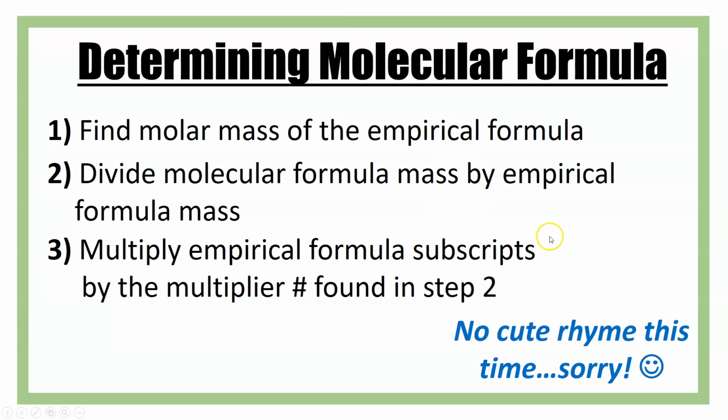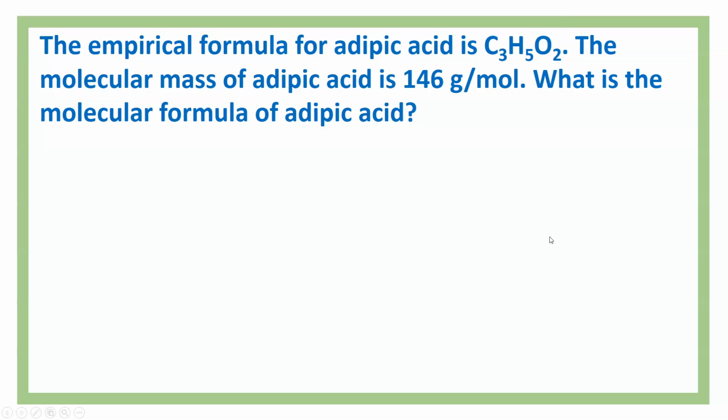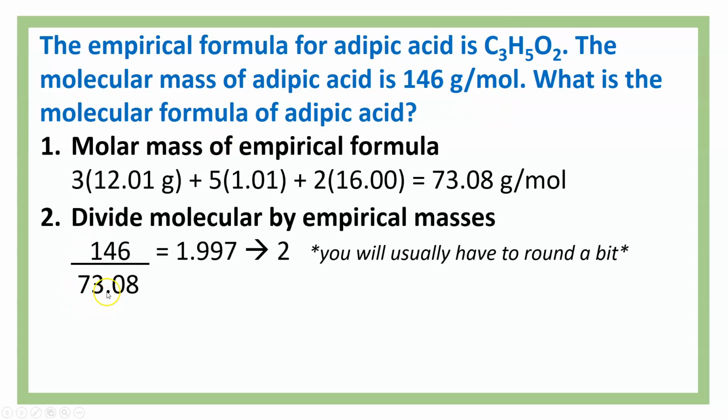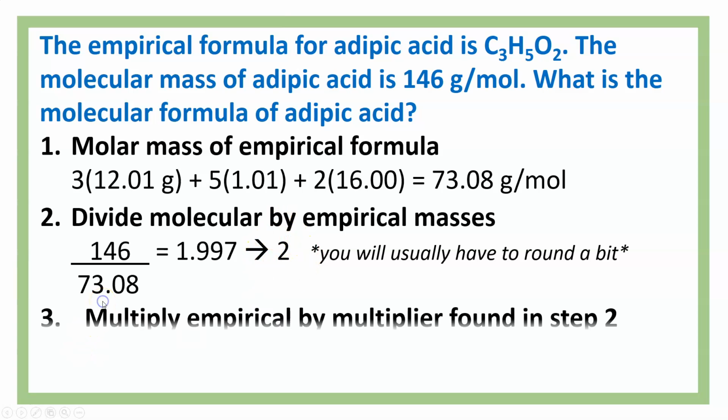So let's finish this problem up. You're told that the molecular mass is 146. So our empirical formula mass was 73.08. This is the formula we got earlier. Now I take the mass of the full molecule. I'm going to divide it. I'm going to get an answer. This tells me that my molecular formula is twice whatever my empirical was.